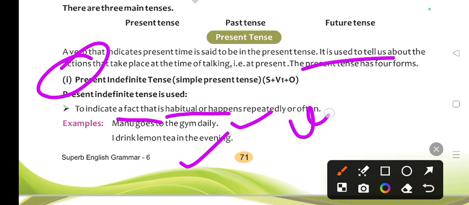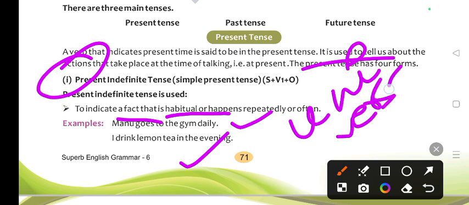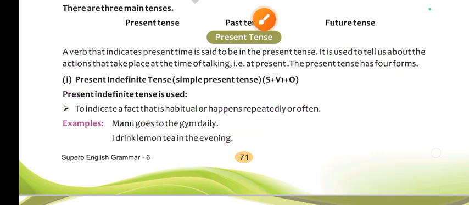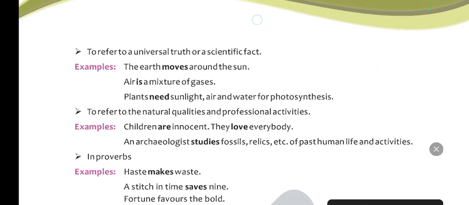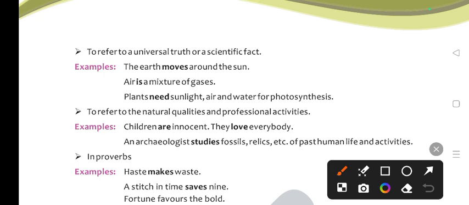Even universal facts, if you are showing universal facts, then also we use present tense. For example, the earth moves around the sun, or water boils at 100 degrees Celsius, water freezes at 0 degrees Celsius. So these are universal facts or universal phenomena. So that's why we put these examples in present tense. Okay, let's understand more examples. To refer to a universal truth or a scientific fact that I have already mentioned, like the earth moves around the sun, air is a mixture of gases, plants need sunlight, air, water for photosynthesis.